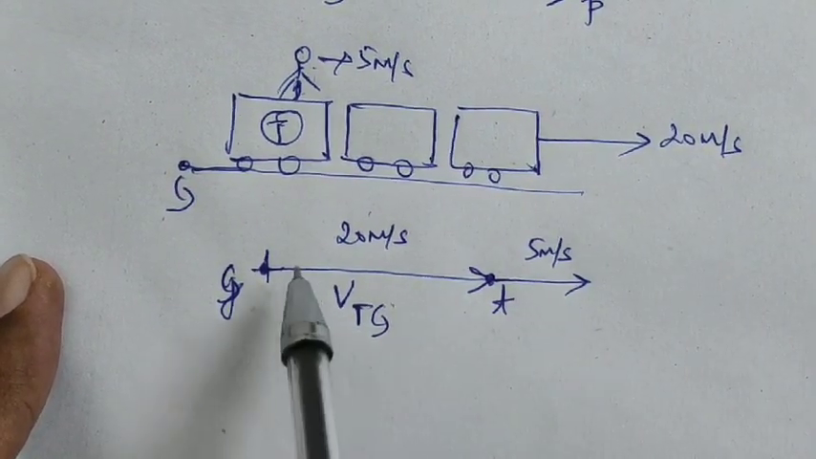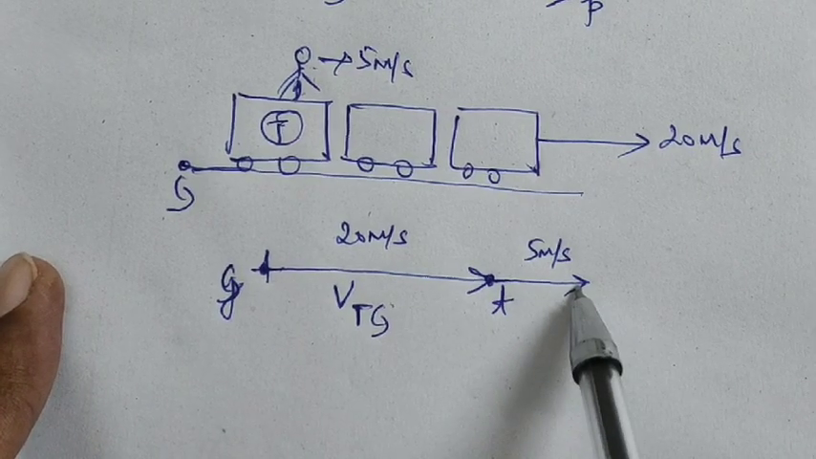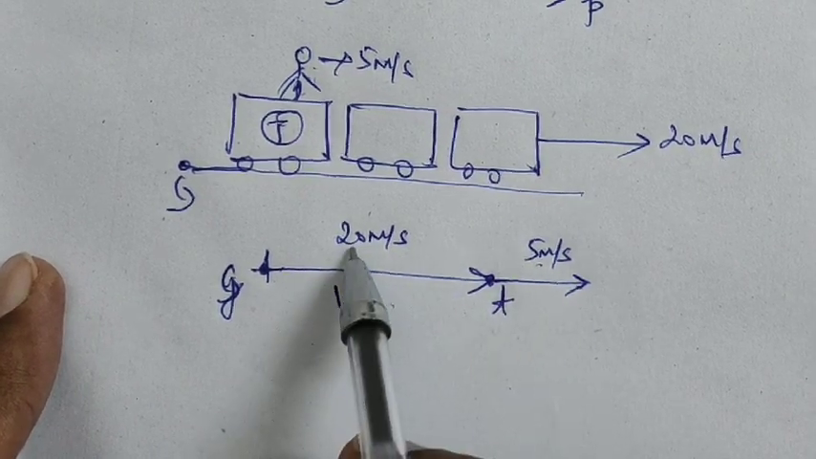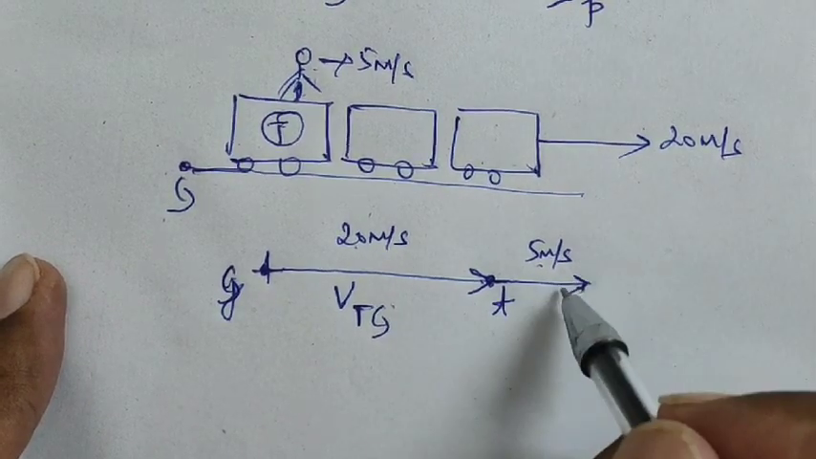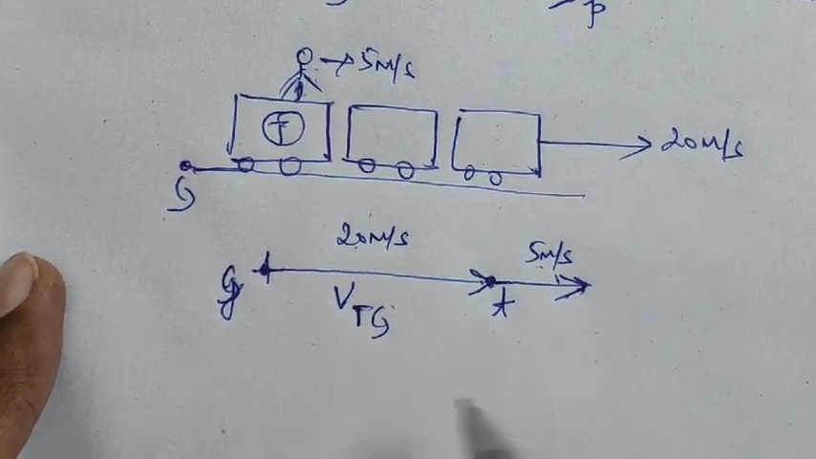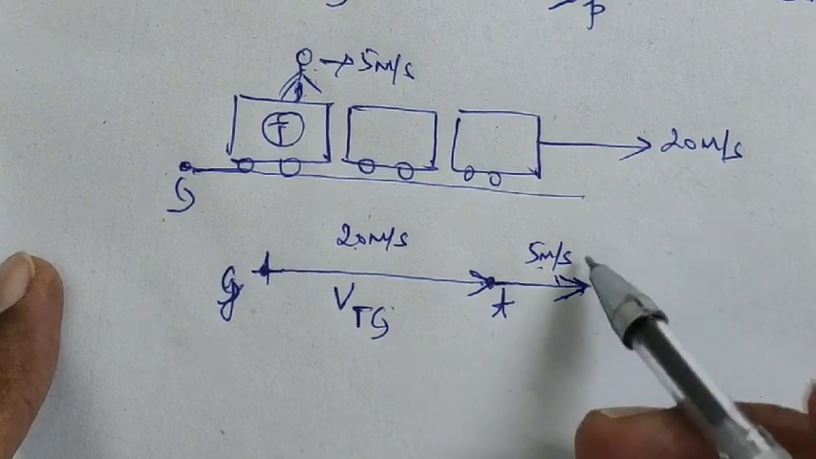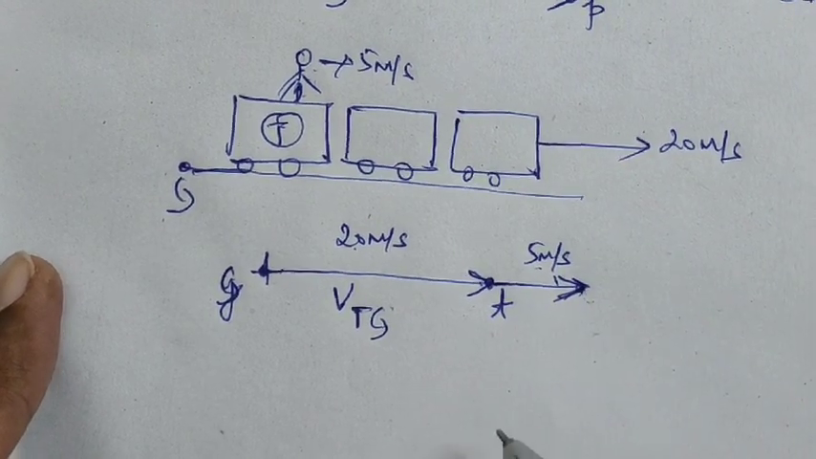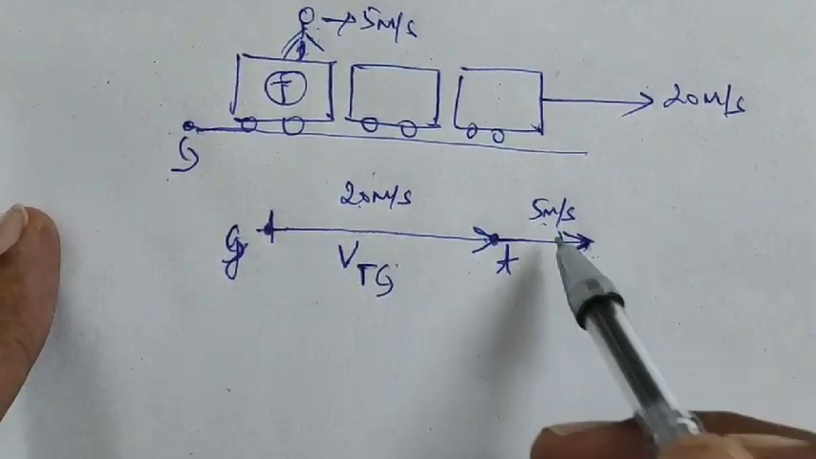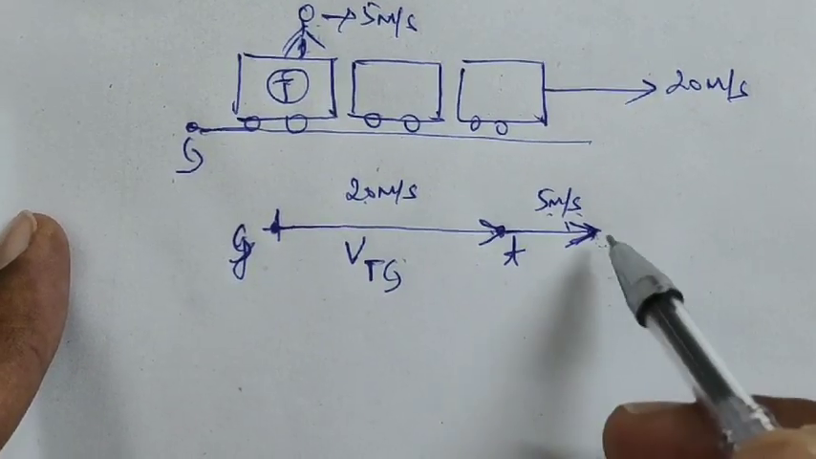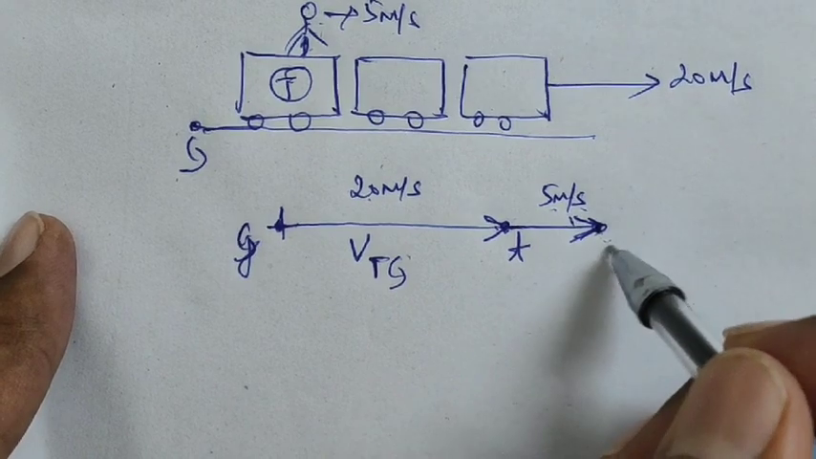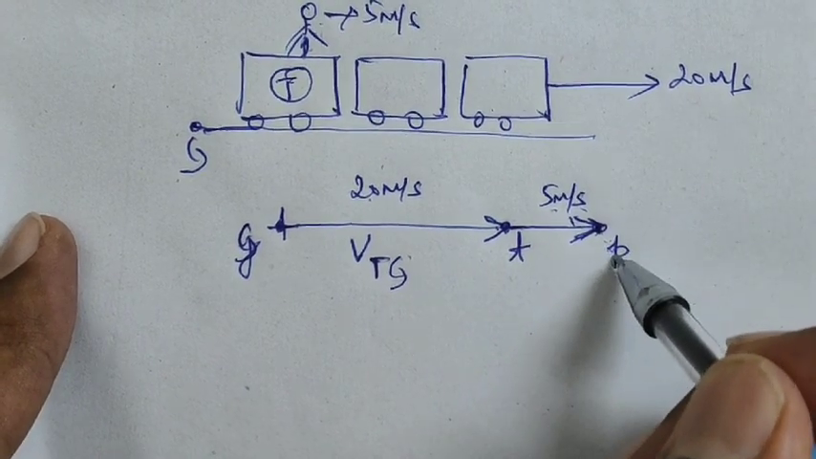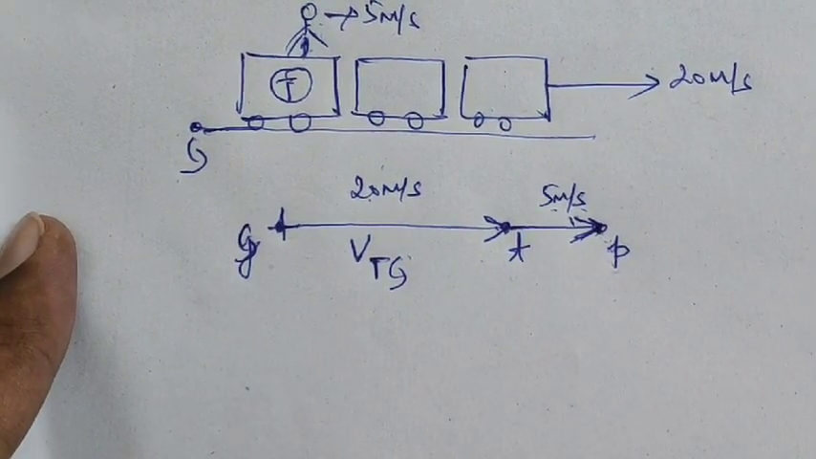You can see that the length of the arrow here, since it is 1 by 4th of 20, should be 1 by 4th of this 20. Of course it may not look as per the scale here, but I have shown it smaller than this, so it is actually 1 by 4th of this size. This refers to the velocity of the person, so I'll mark this as P here.